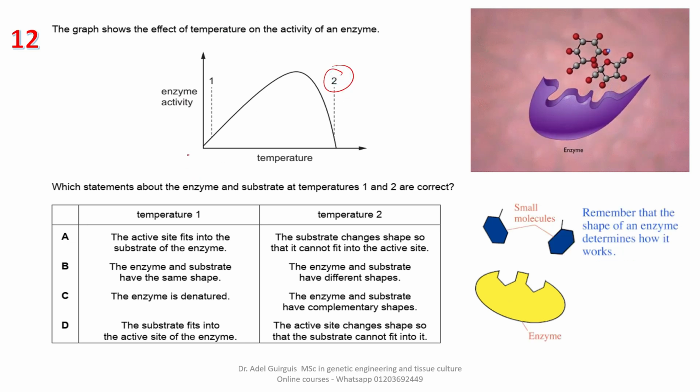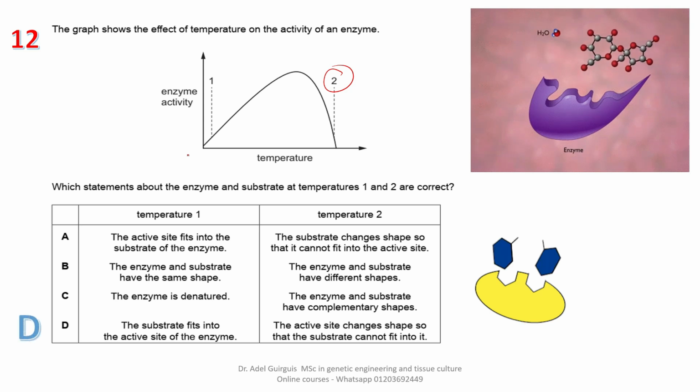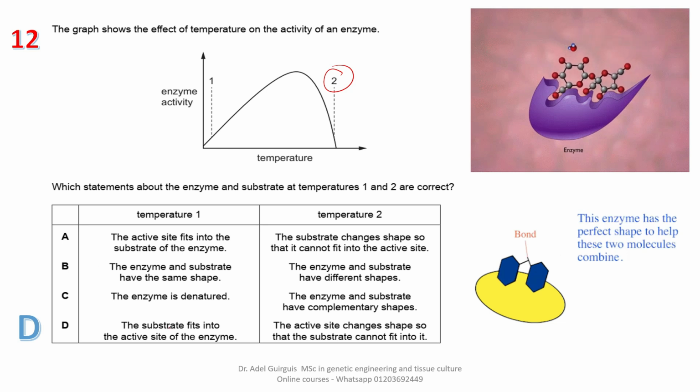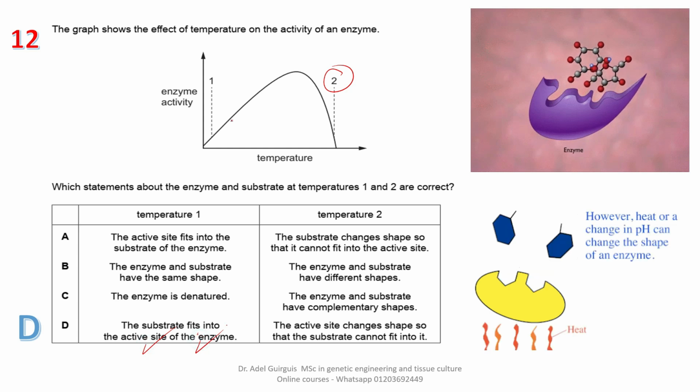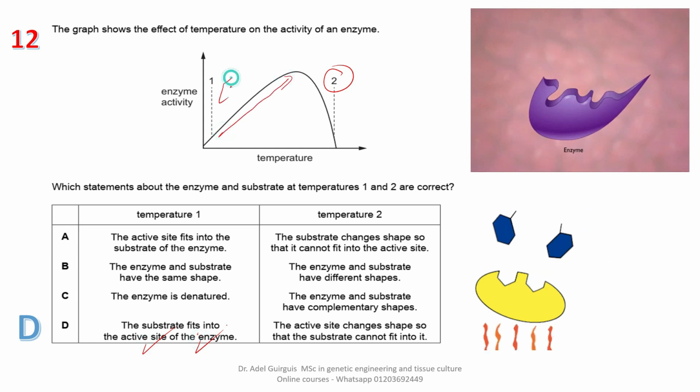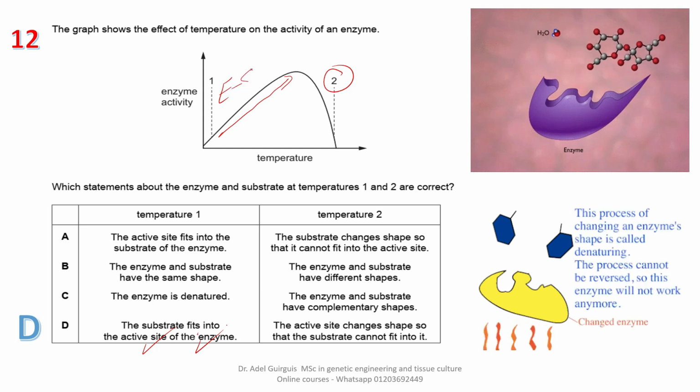So according to these animations, the answer is D. Why? At temperature 1, the substrate fits into the active site of the enzyme. More enzyme substrate complexes are formed in this area. Before what? Before the optimum, here in this temperature.